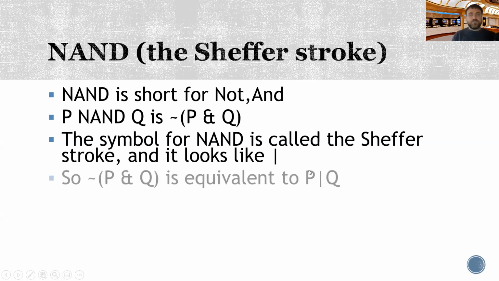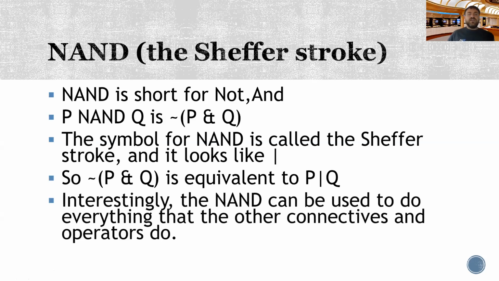That's a NAND. And so, for example, that means that in our conventional writing, the negation of P and Q is equivalent to P Sheffer Q, where P and Q can be any sentence of a formal system. And here's the interesting thing about the NAND machine, or the NAND operator, the NAND function, whatever you want to call it. The NAND can be used to do everything that the other connectives and operators do. So you can actually reduce all of the machinery of logic to a system that will just use one symbol, that is one function, right? And that's actually kind of fascinating. Here's kind of how that works.